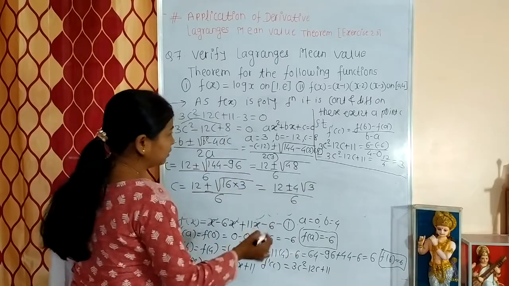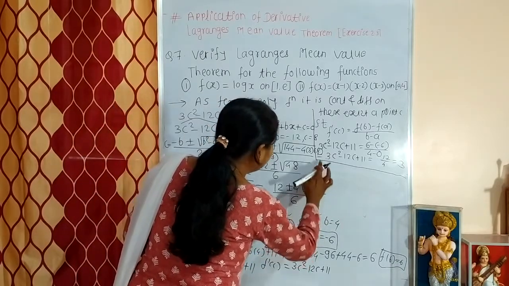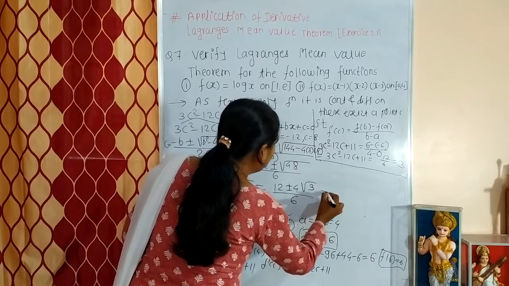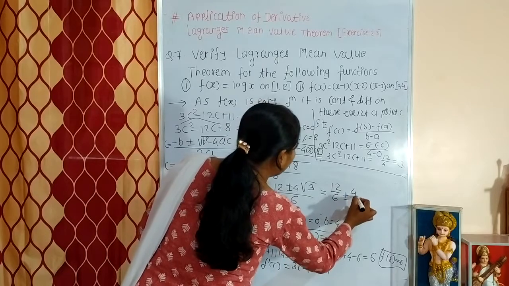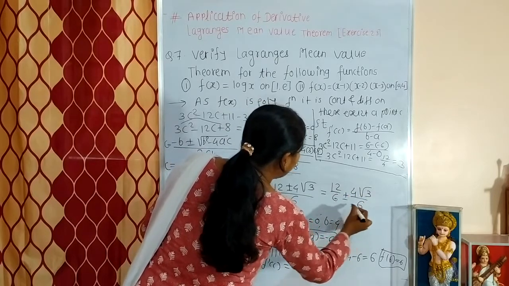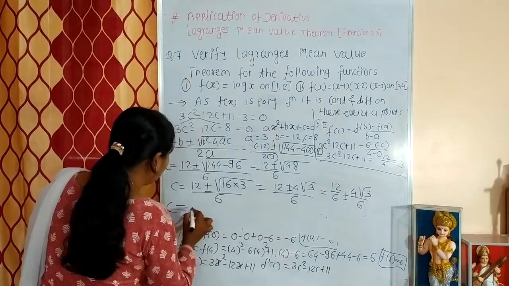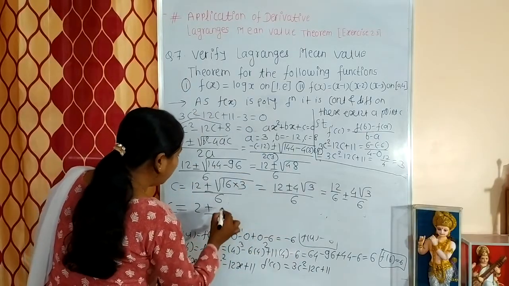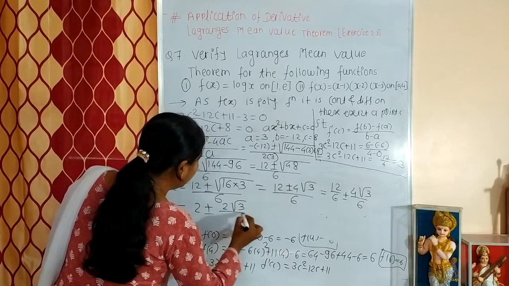So dividing by 6 separately, what will happen? If we divide by 6 separately then we get 12 divided by 6 plus minus 4 root 3 divided by 6. So 6 into 2 is 12. Then what we get this as equal to 2 plus minus 4, and this 6 is divisible by 2, so 2 root 3 divided by 3 will be.